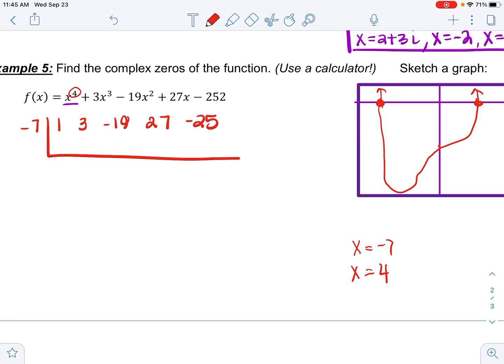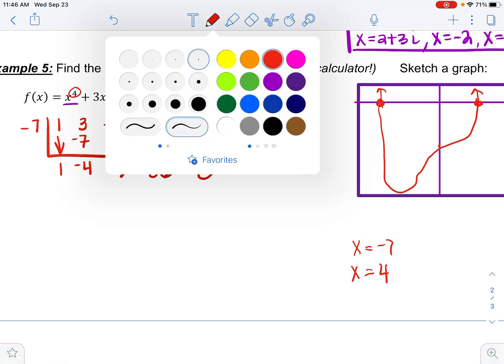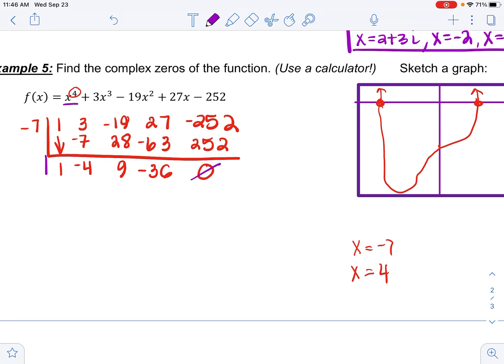1, 3, -19, 27, and -252. And yes, you could have started with the 4. All right, drop that. That's 1. Multiply, that's -7. Add, that's -4. Multiply, that's 28. Add, that's 9. Multiply, that's -63. Add, that's negative, that's 3, 3, 6, 30, 36. You have a calculator too. And then multiply, it's 252. It is. Come on, it's going to cancel out there. It's a 0. All right, so now remember I have to continue.